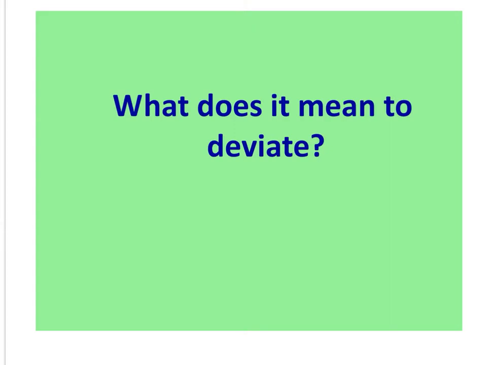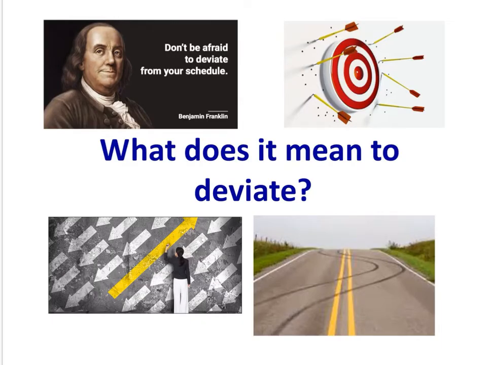So what does it mean to deviate from something? Take a minute to think about what does it mean to deviate. Some of you may have thought of deviating as like to swerve a little bit. To deviate, you go a little bit off the path or you go in the opposite direction. That's another way to deviate from something. Up here, to deviate means you maybe miss the mark. You deviate from the goal or where you should be aiming. I like Benjamin Franklin's quote, "Don't be afraid to deviate from your schedule."